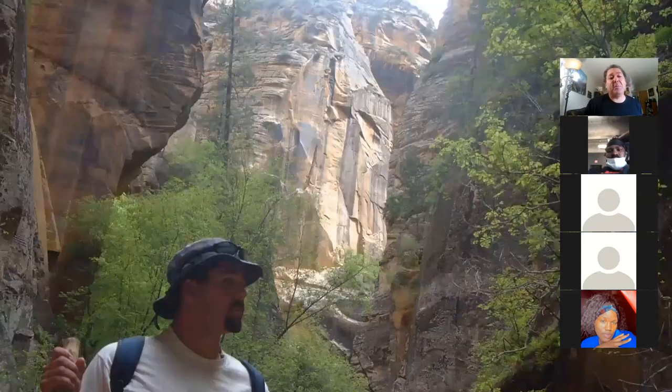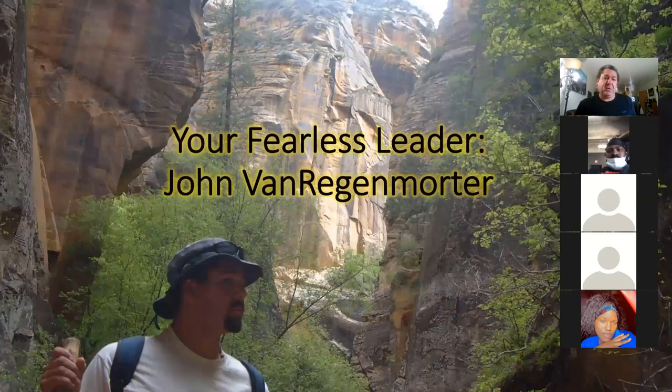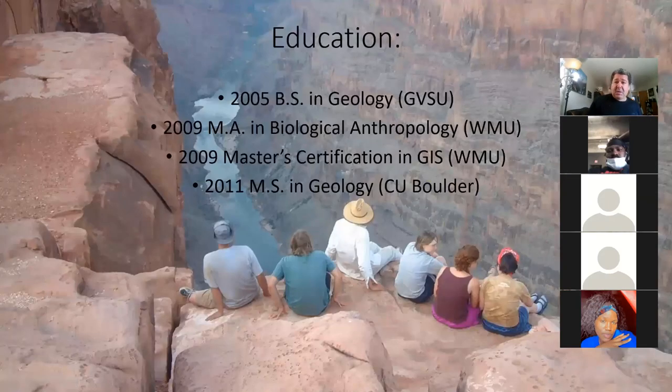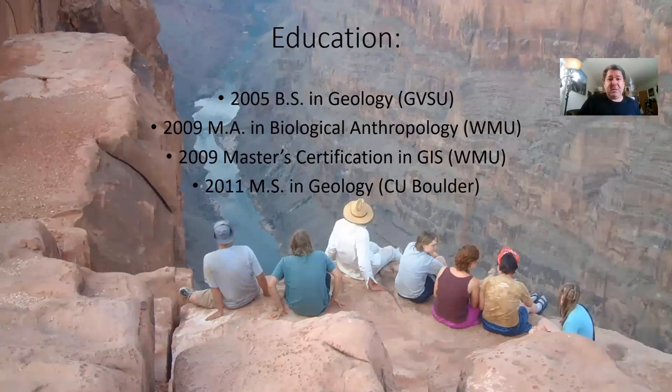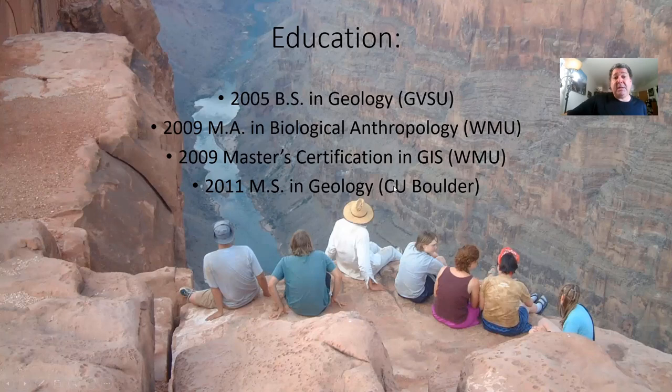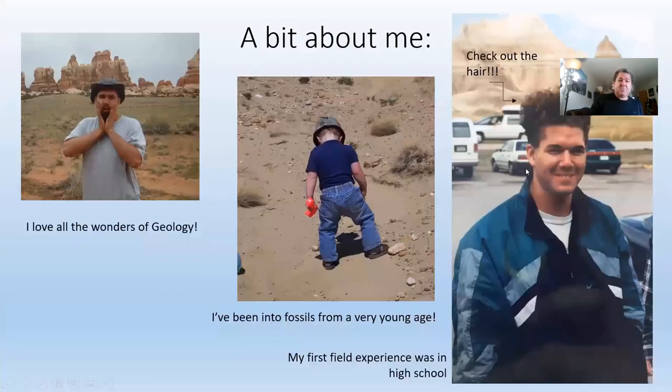All right, a little bit about myself. Here I am, your fearless leader, John Van Regenmorter. You can just call me John or Professor or whatever is easiest for you, right? I went to a little place called Grand Valley State University down the road, got my bachelor's there, and then a series of master's degrees from Western Michigan University and CU Boulder in geology, biological anthropology, and GIS, which is the stuff that runs Google Earth and Google Maps and that kind of thing, right?